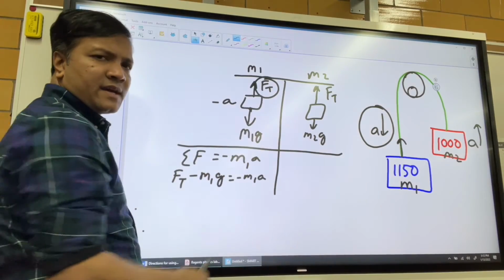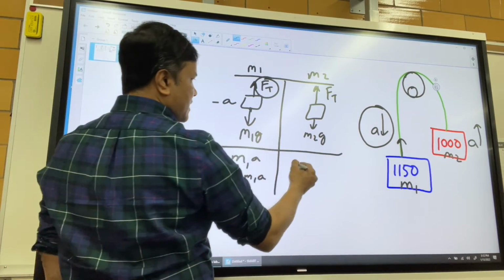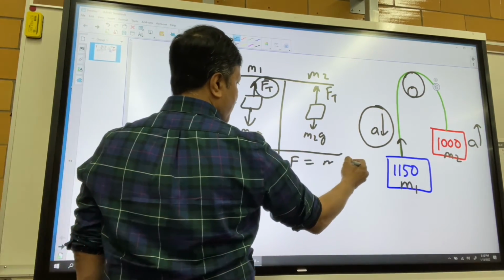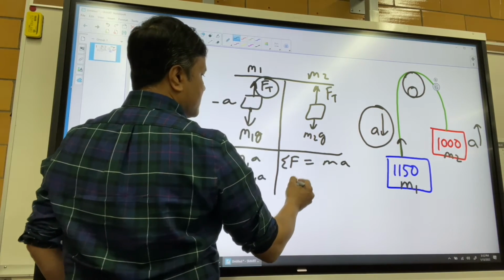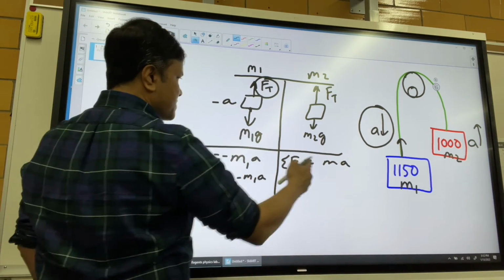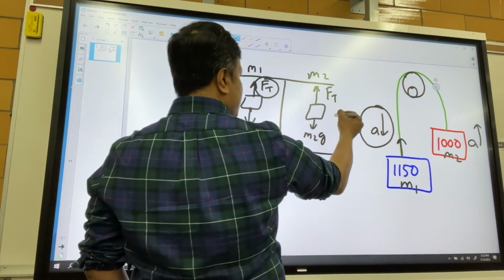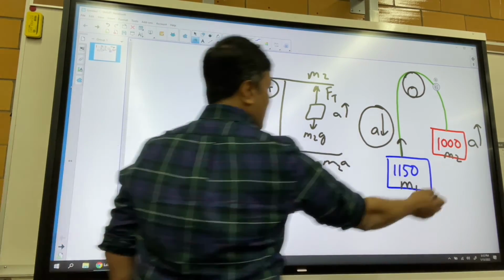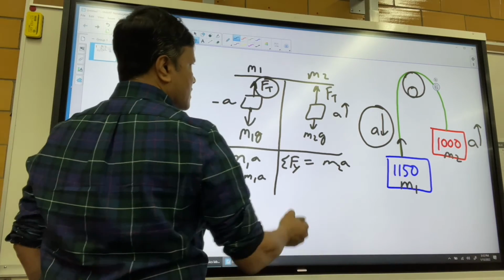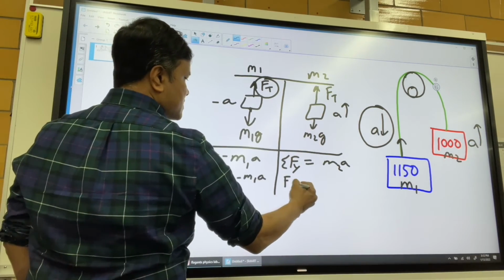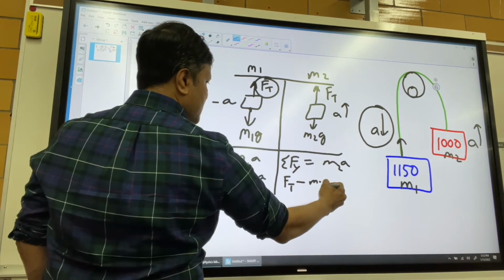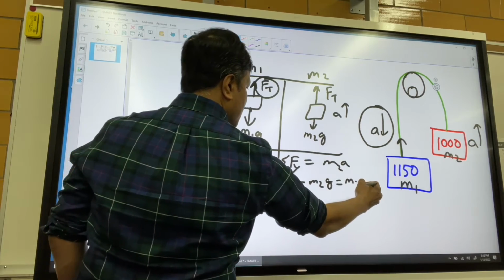What about over here? Let's see. F equals ma, y direction. Of course, this is positive because this is m2a. This is positive because this is accelerating up. I'm talking about this one. So Ft, this is bigger than m2g, Ft minus m2g is equal to m2a.